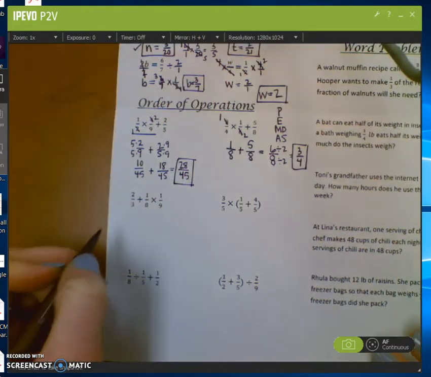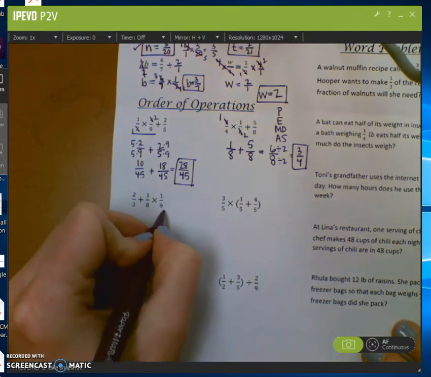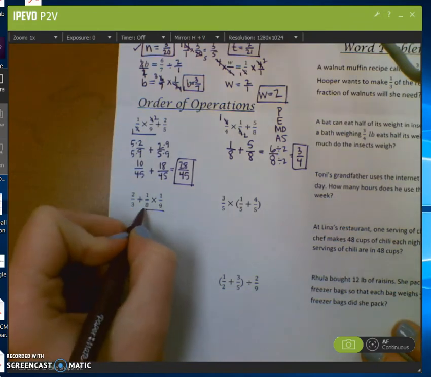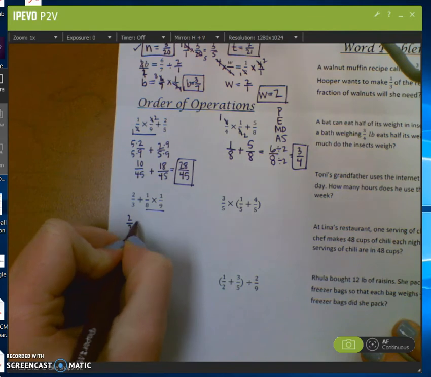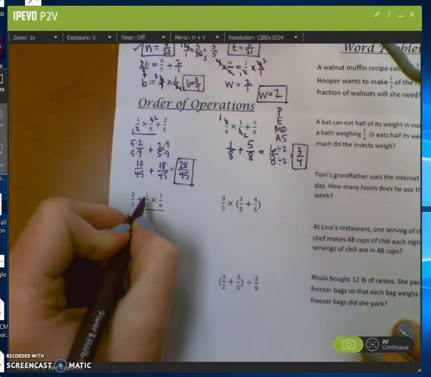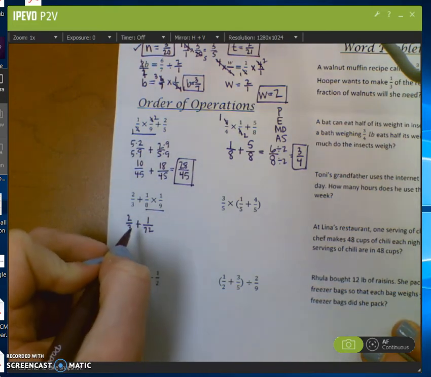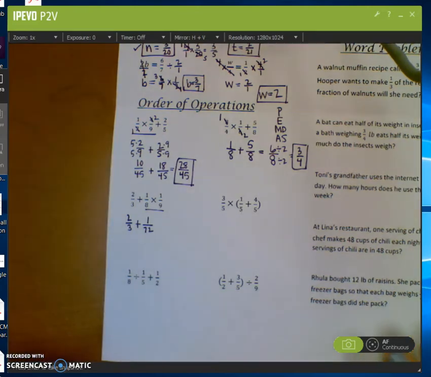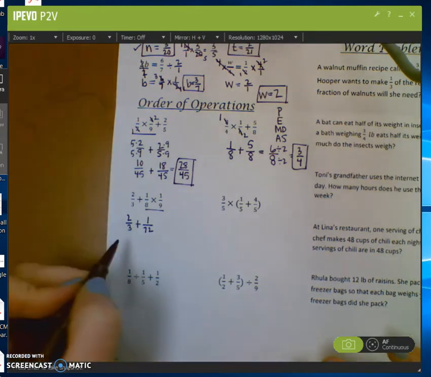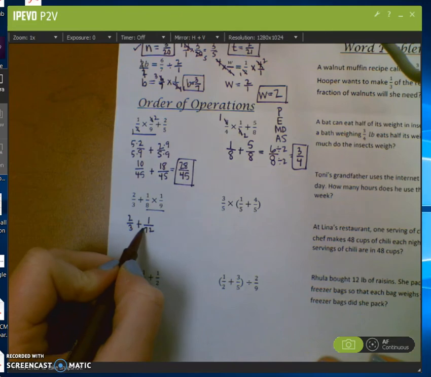On the next example, notice I have adding and multiplying. I'm going to multiply first. There's nothing to cross-reduce, so I'm going to leave 2/3 plus out in the front here and multiply straight across. 1 times 1 is 1, and 8 times 9 is 72. Now I have to create a common denominator. That's a little tougher.